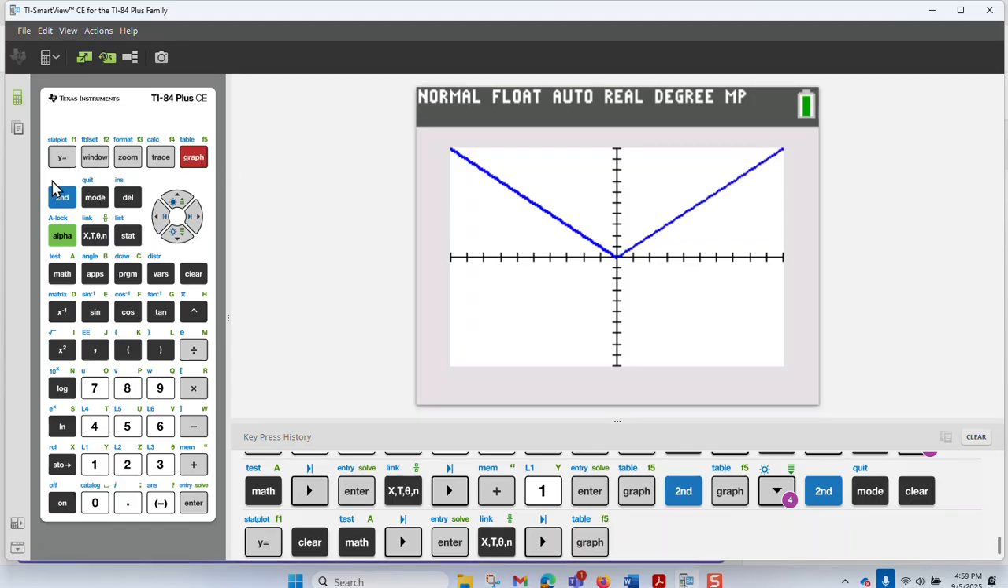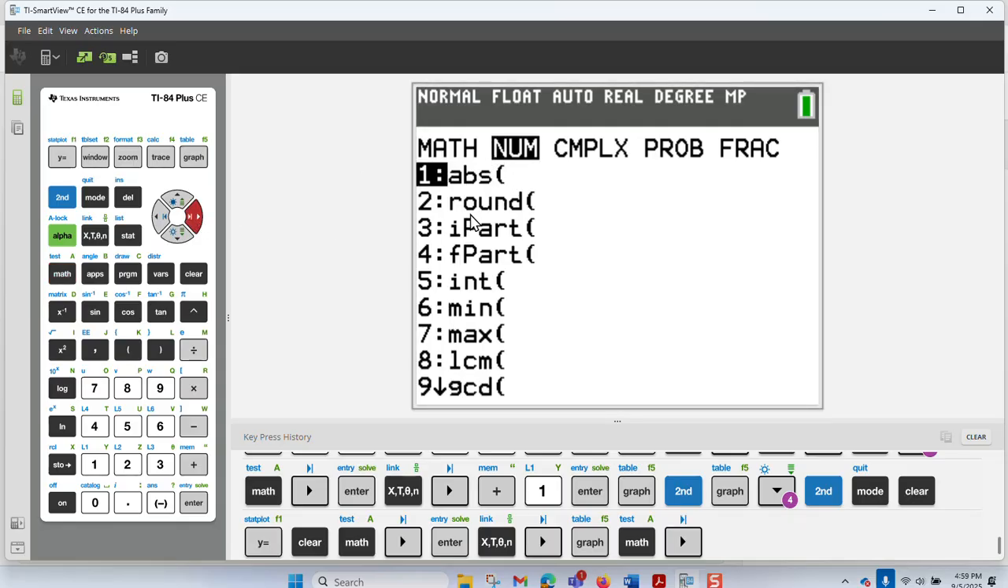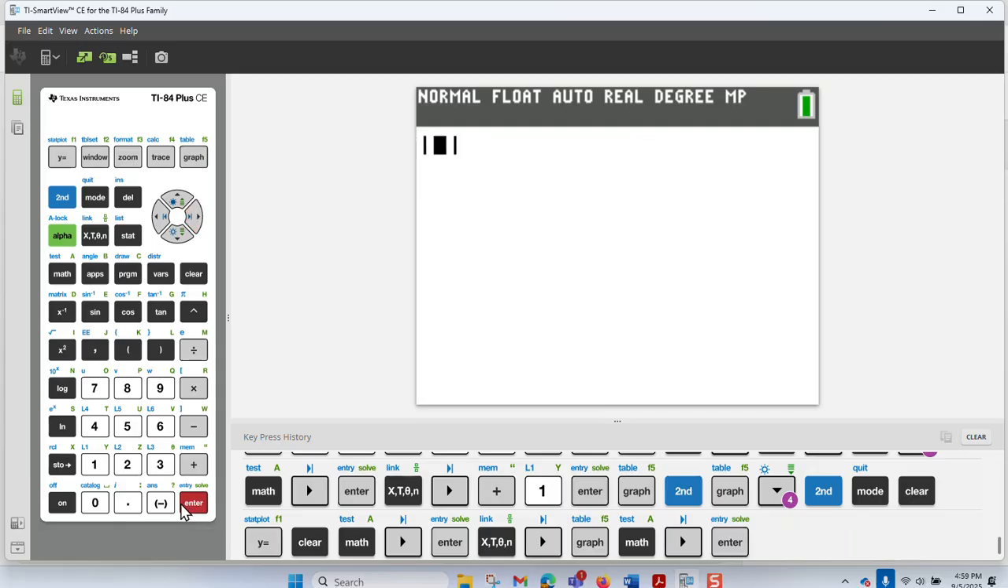So under the math, right here, okay? And then in math, you need to go to the second one, the number. And then this is the absolute value, all right? So if you take the absolute value of -2, look at it, this is +2, all right?